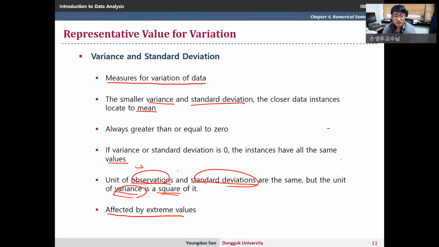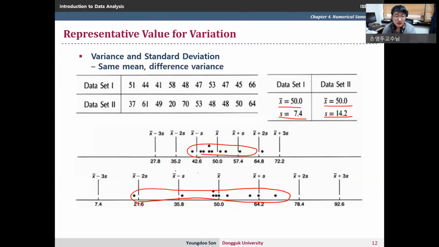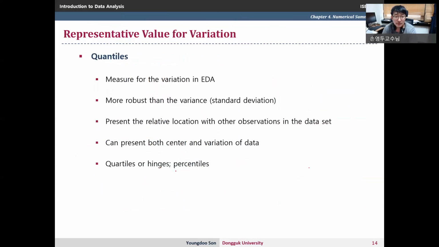So we saw the definitions of the quantiles. Quantiles are the measure for the variation of the data distribution which uses the ranks of the data set, and so they are more robust to the extreme values than the variance or the standard deviation.